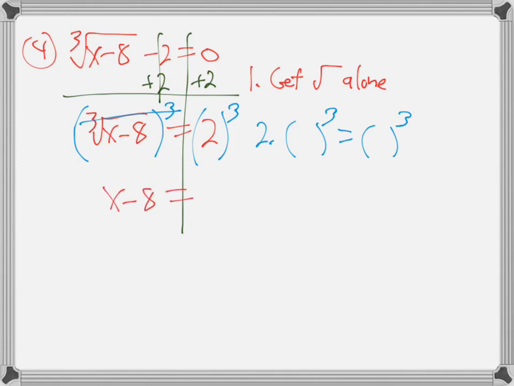What's the other side? What's 2 to the third power? 8. Yeah, 2 times 2 is 4 times 2 is 8, huh? And now once the root is out of there, it's pretty easy to solve. How do you solve it? You add the 8 to the other side. Add the 8, that's right. So the x is 16.